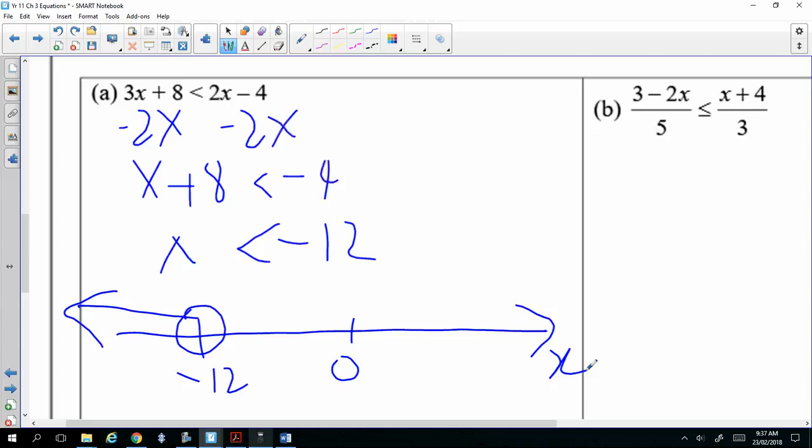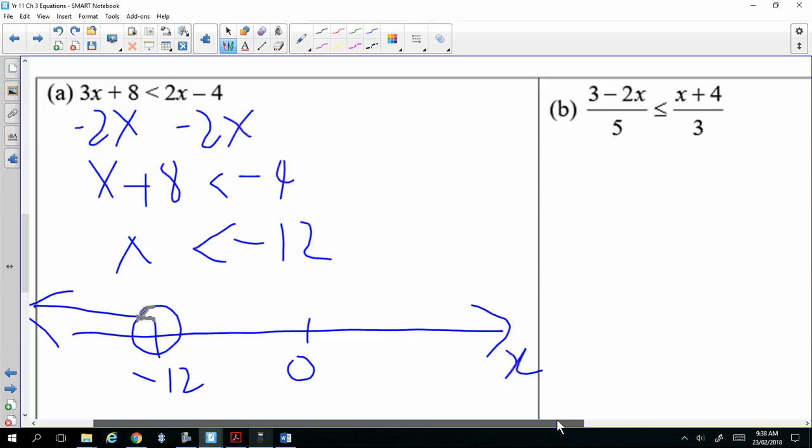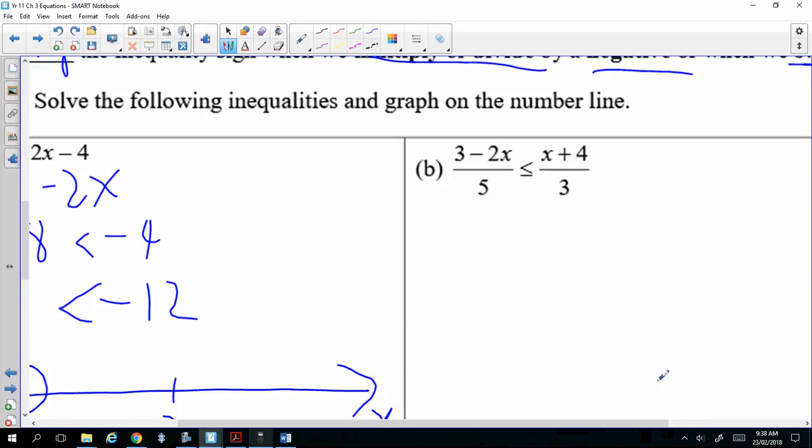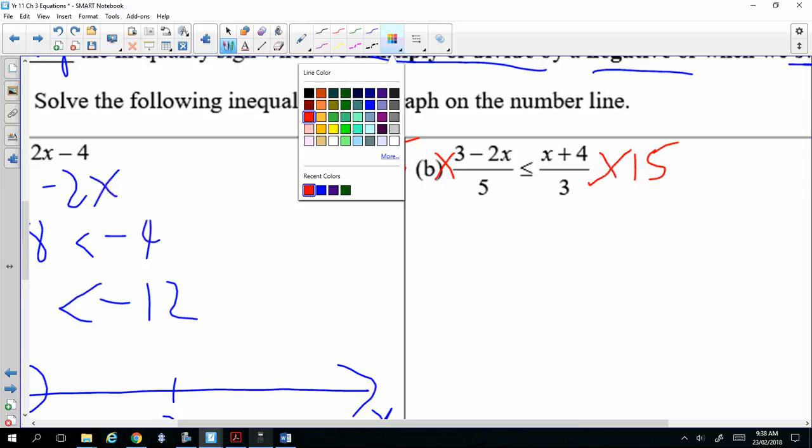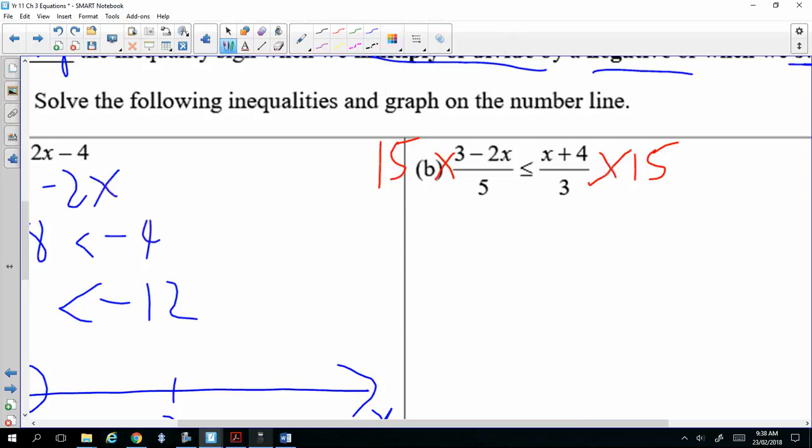Alright, good. After this, we should try the next one. Next one, there's a fraction on both sides. So what do we do? We just multiply both sides by 15. Now, why do I multiply by 15? Divide by 5, so you get 3 times (3 minus 2x), less than, divide by 3, you get 5. So you can see you can get rid of both denominators by multiplying by 15, the lowest common denominator.